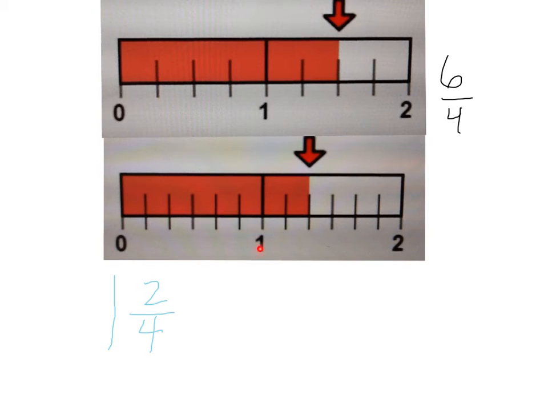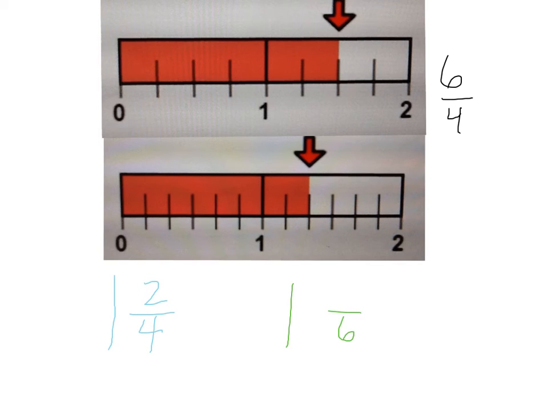0 is a whole number, 1 is a whole number, 2 is a whole number. So we're going to start at 1 because that's the closest whole number right before our fraction. So I'm going to write down 1 because I'm starting on 1. Let's figure out my denominator, my number that's down on the bottom. 1, 2, 3, 4, 5, 6. There are 6 spaces between the whole numbers. Between 0 and 1, 1, 2, 3, 4, 5, 6. Between 1 and 2, 1, 2, 3, 4, 5, 6.